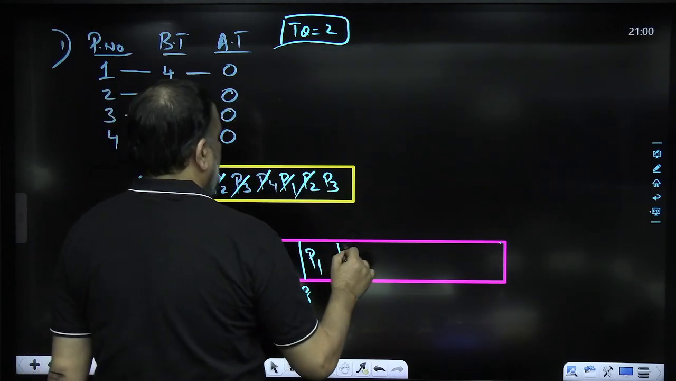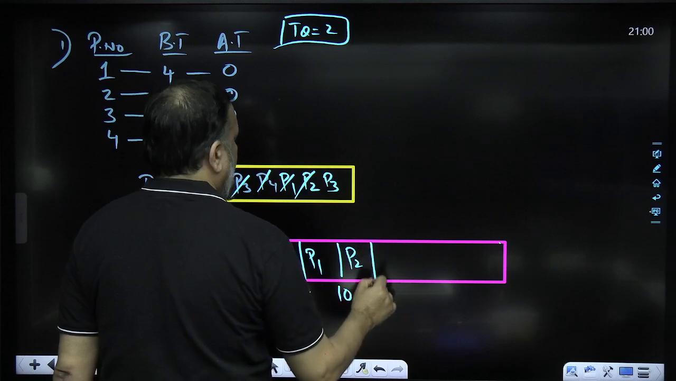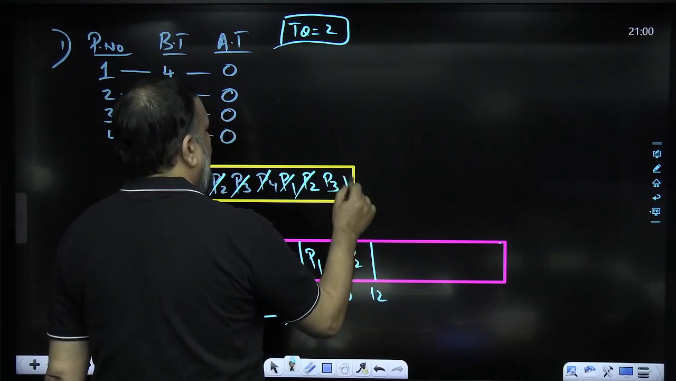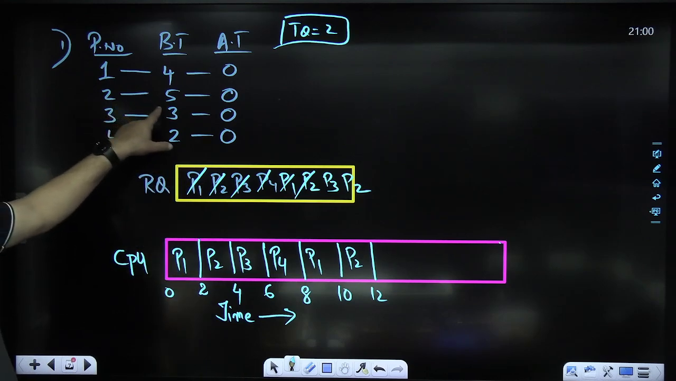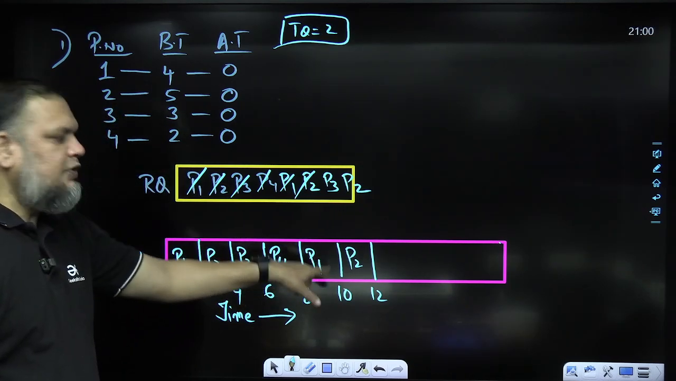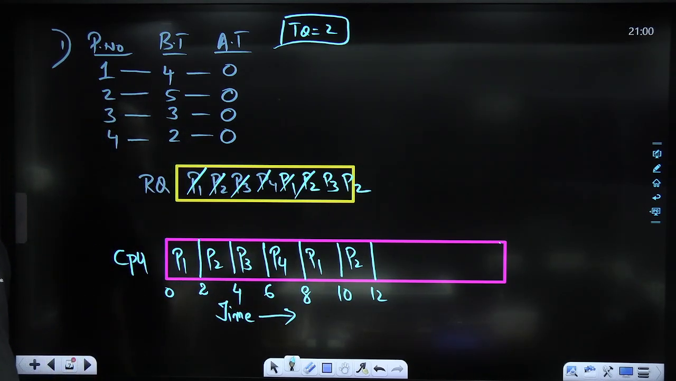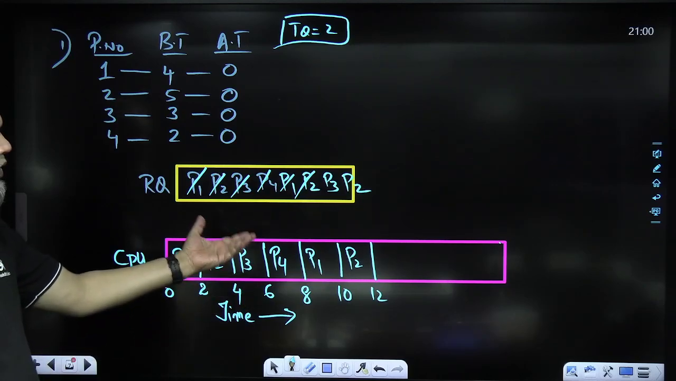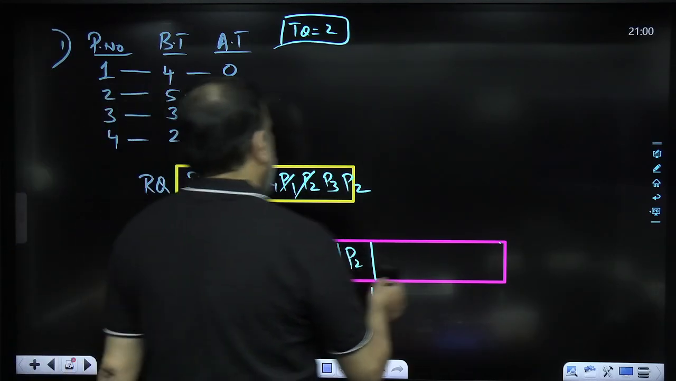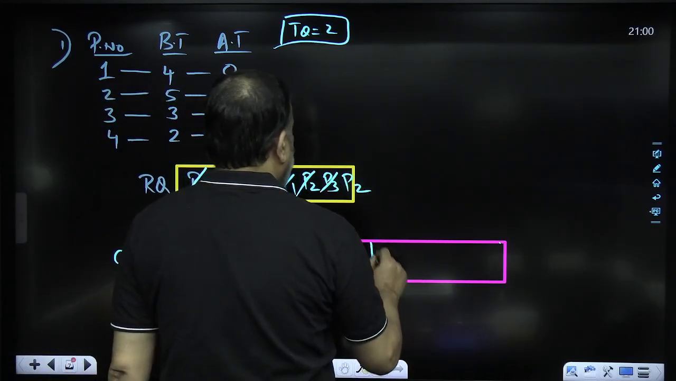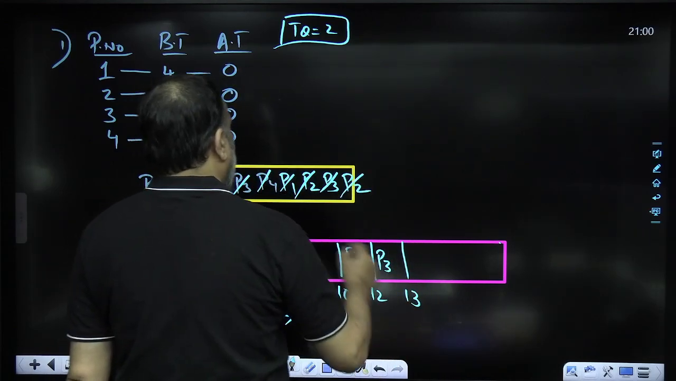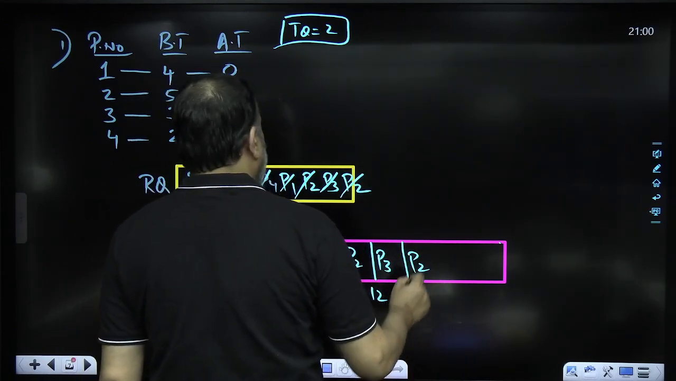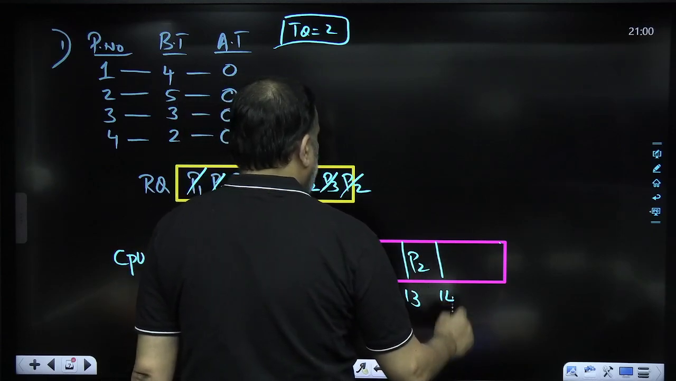Then P2 will take charge. P2 will run for the second round, 2 units, so 12, and get preempted and added back to the queue. Because the total burst time of P2 is 5, P2 has run for 2 plus 2, 4 units. Is it not? So 1 more unit is pending for it, that's why we have added it back. Then P3 will take charge. P3 needs 1 unit to complete, and completes at time 13. Then finally P2 runs. P2 also needs 1 unit of time. It completes at time 14.